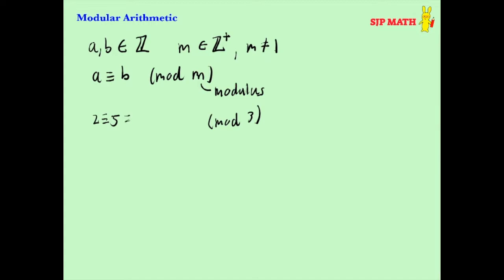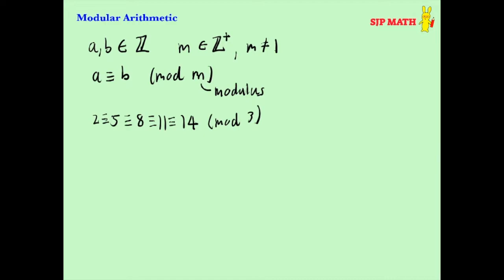Then what about the number 8? So 8 also has a remainder of 2 when divided by 3. So 8 is also congruent to 2 and 5. And same goes with 11, which also has remainder 2, and 14, which also has remainder 2 when divided by 3. So these all have the same remainder when divided by 3. So we say that they're all congruent modulo 3.